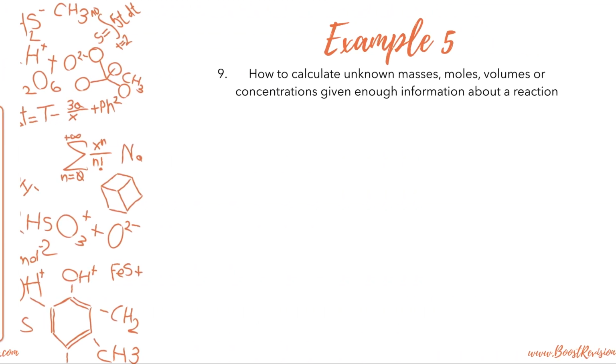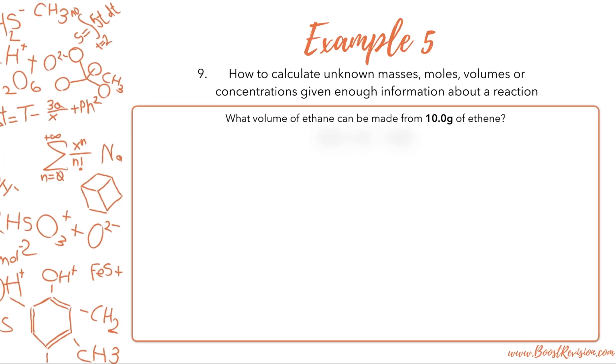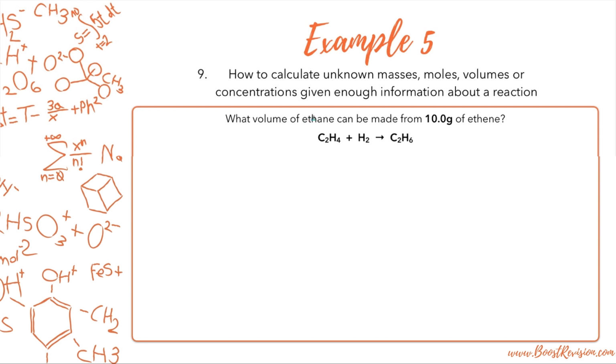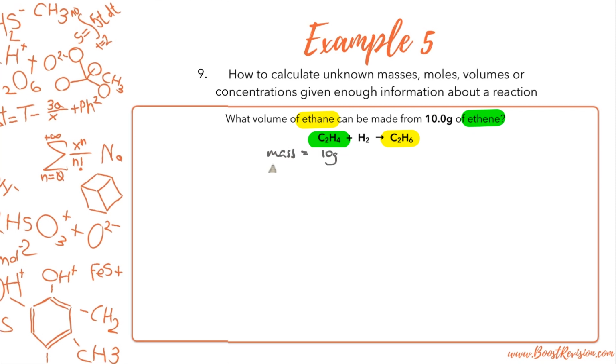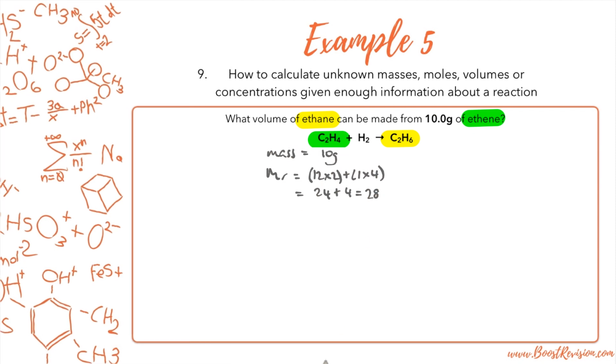Next, we're asked to calculate the volume of one gas made from another gas. We've got ethane, which in the equation is C2H6, and we've got ethene, which in the equation is C2H4. First, we can use the mass of ethene, 10 grams, to work out the moles. Mass over Mr equals 10 divided by 28. That's 0.357 moles of ethene.